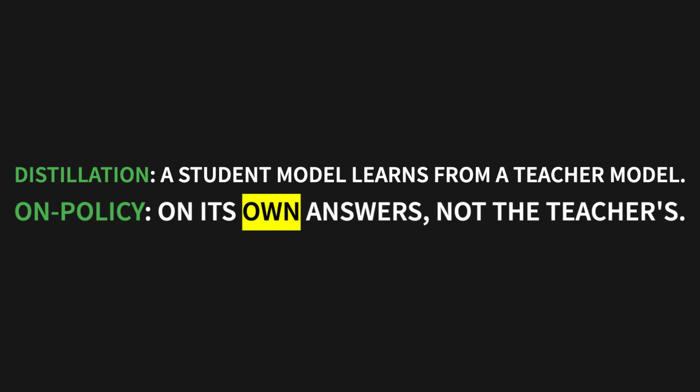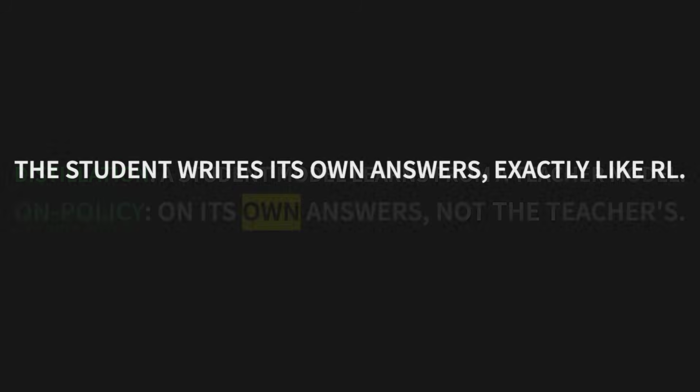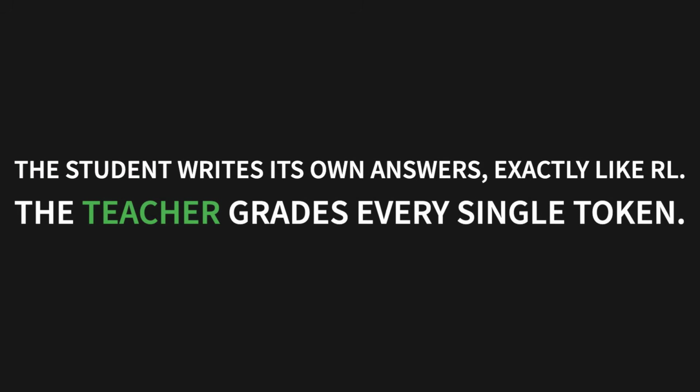The name itself is the answer. Distillation means a student model learns from a teacher model. And on-policy means it learns on its own answers, not the teacher's. So the student writes its own answers exactly like RL. But instead of one verifiable reward at the end of each attempt, the teacher grades every single token. You get dense feedback at the price of trusting a teacher.